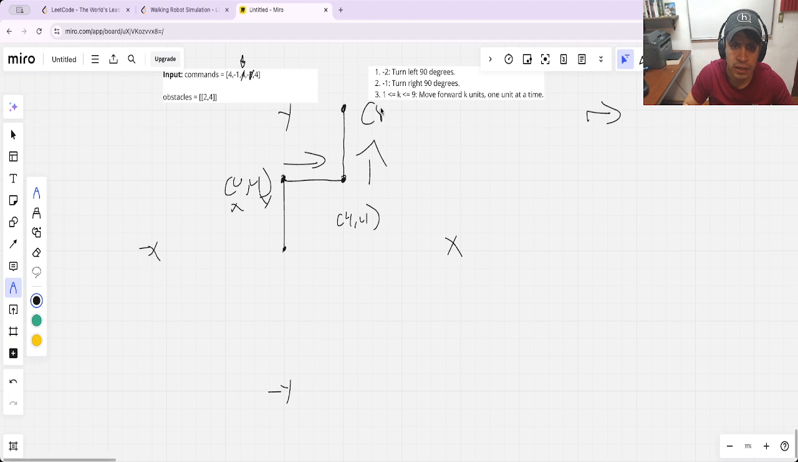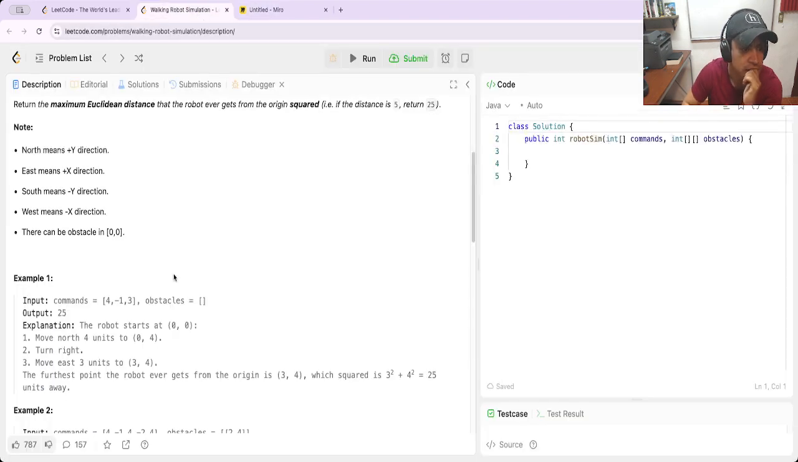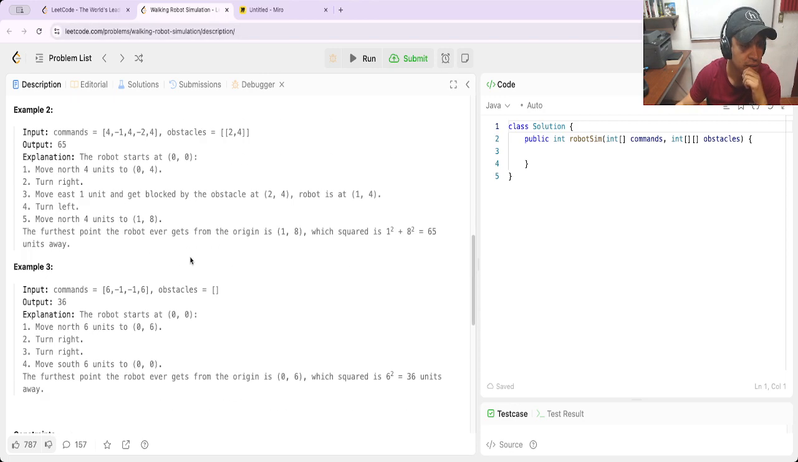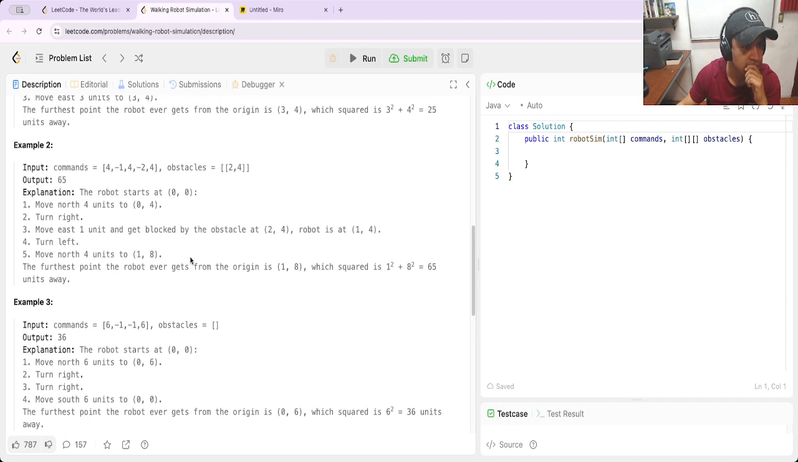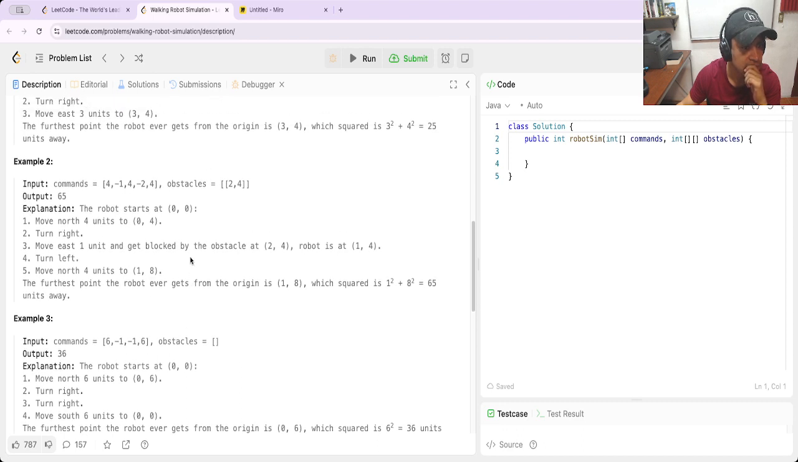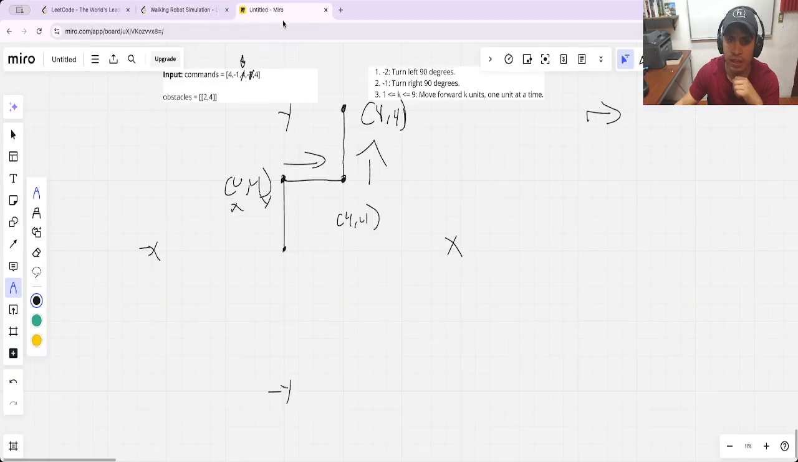And basically it is 4, 8. 4, 1, 2, 3, 4, and 1, 2, 3, 4, 5, 6, 7, 8. No, it's wrong here. No, but it's this, but oh my gosh, I forgot the obstacles.